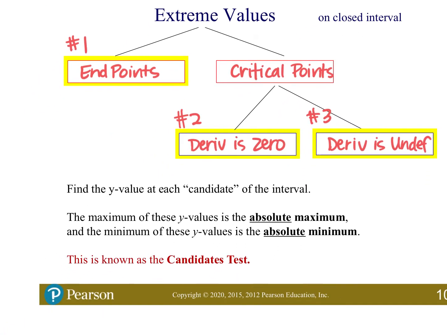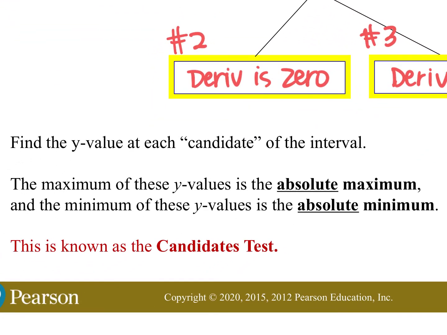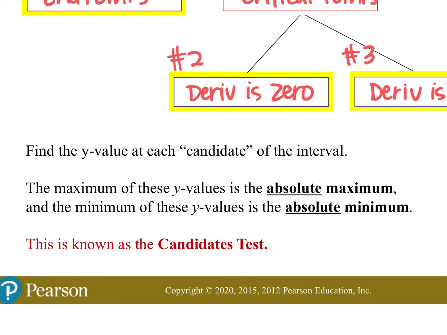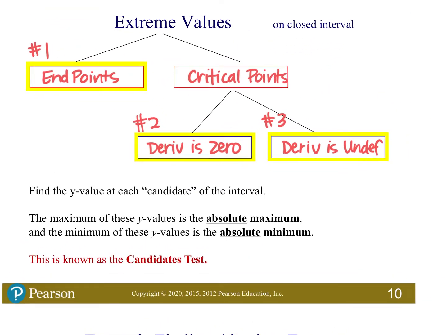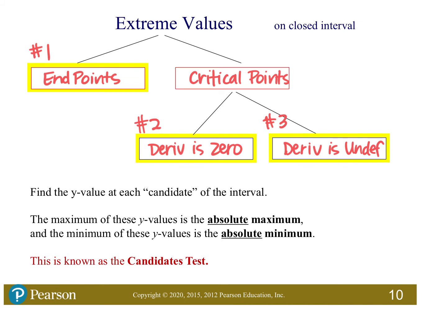All right, so what we have to do, and I'll just zoom in on that, is for each of those 3 yellow boxes that are the candidates, we need to compare their y values. So we would need to go back to the equation, plug in the number wherever it is, and see what the y value is. If they come out the same, then they are equal and they're both absolutes. But if one of them comes up higher or lower than the other, then only one of them is the absolute. So that is the candidates test, where you take all 3 of those yellow boxes as candidates.